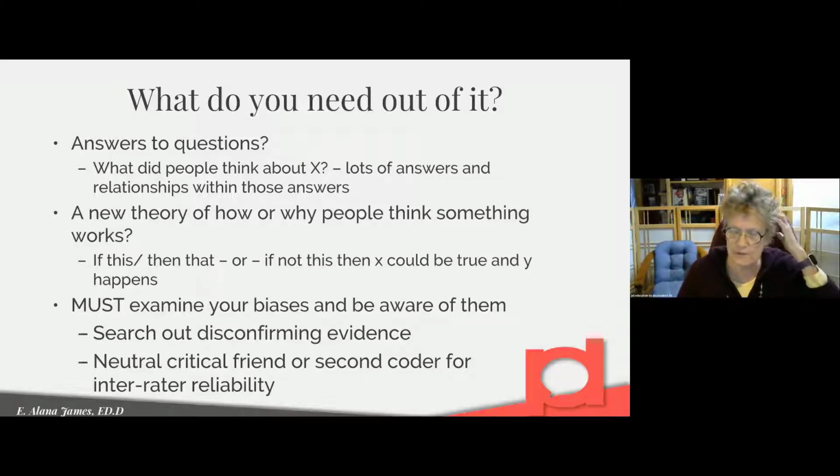Another thing that you may be called upon to do, I have mixed feelings about this as a researcher, is you may be called upon to have a neutral critical friend. I think that's kind of a good idea. Or you may be called upon to have a second coder or to go for inter-rater reliability. My experience of inter-rater reliability is that it's very difficult to get because it's very difficult for two people to understand words to mean the same thing.